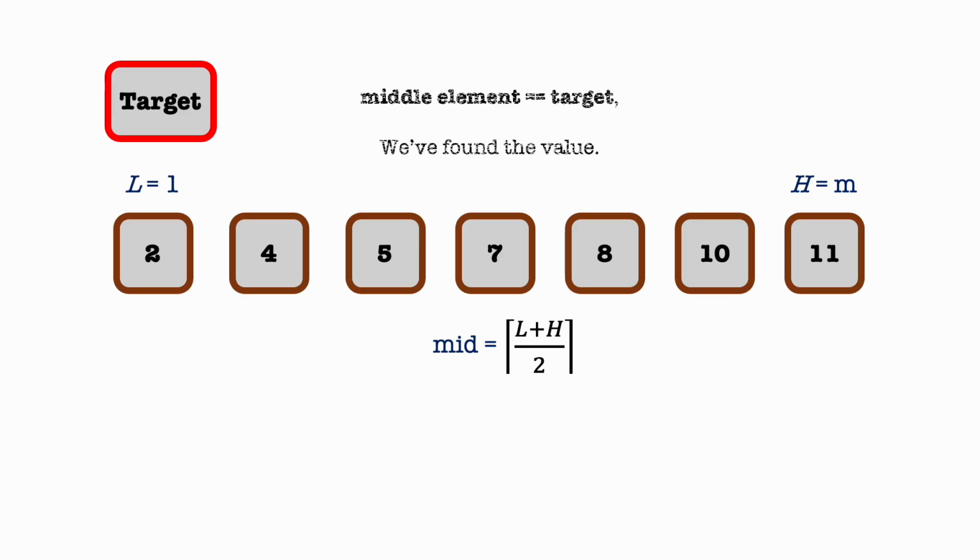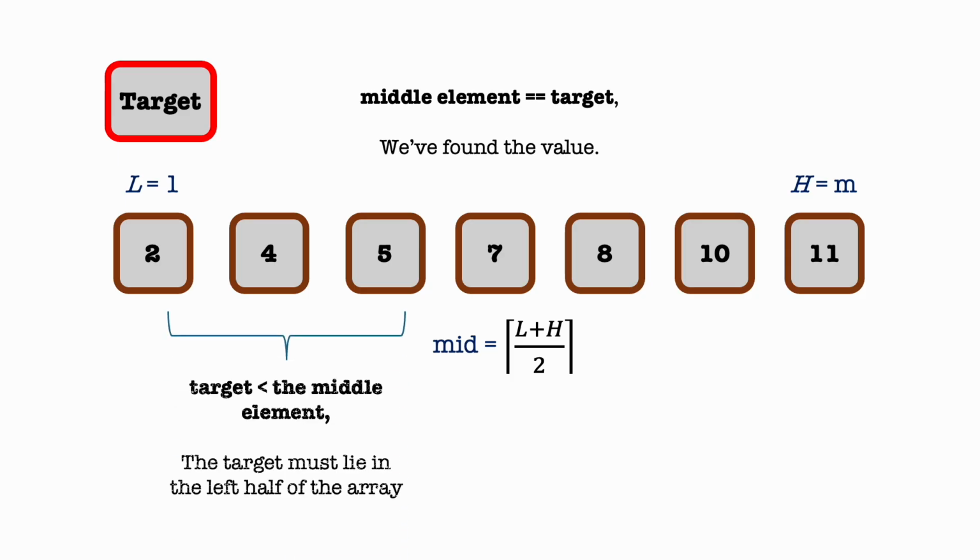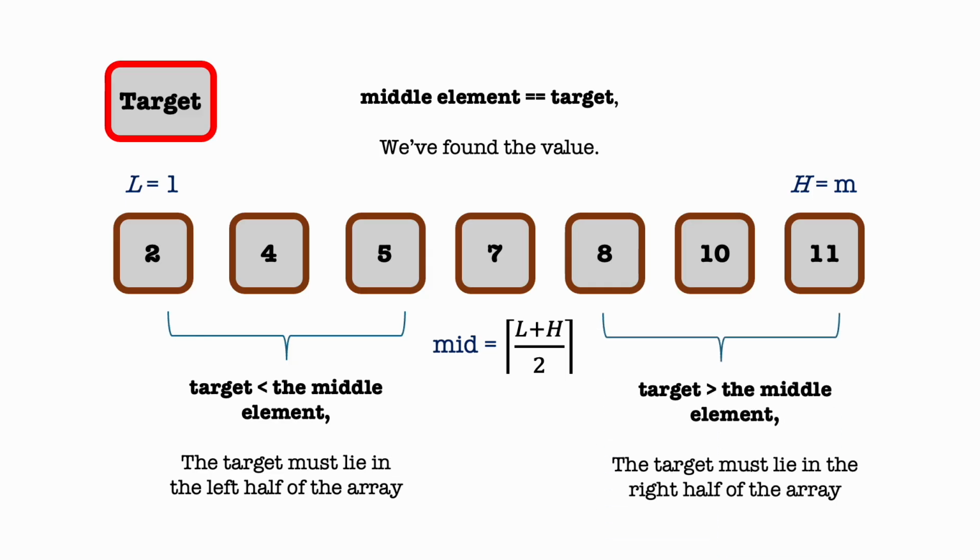If the middle element equals the target, we have found the value. If the target is smaller than the middle element, the target must lie in the left half of the array. If the target is larger than the middle element, the target must lie in the right half of the array. We discard the half of the array where the target cannot be and repeat the process on the remaining half. With each step, you cut the search space in half, which makes binary search extremely efficient. Now, let's connect this idea back to our optimization problem.